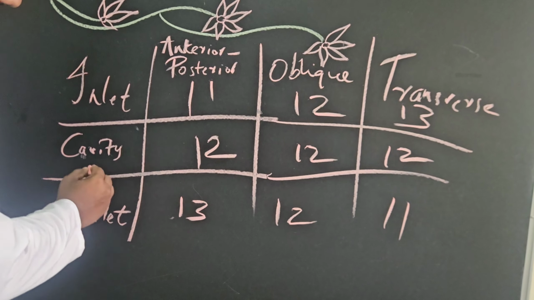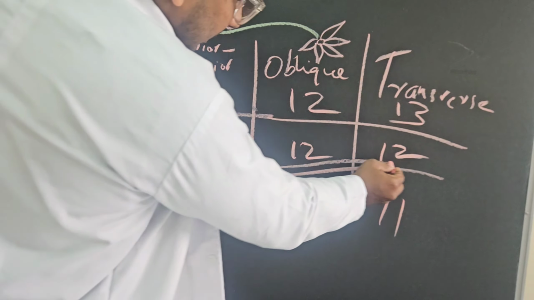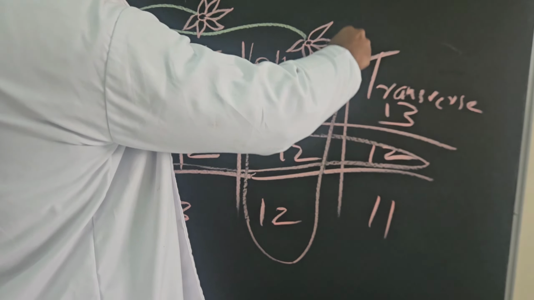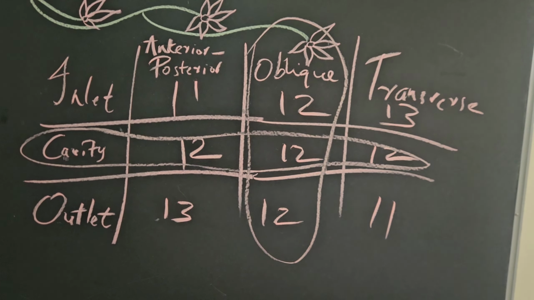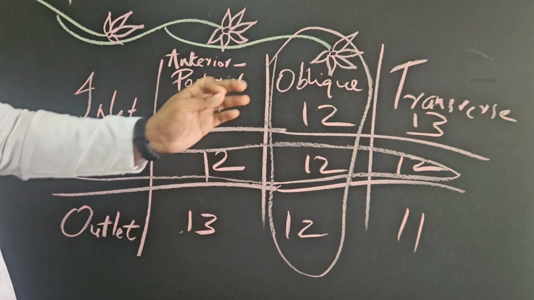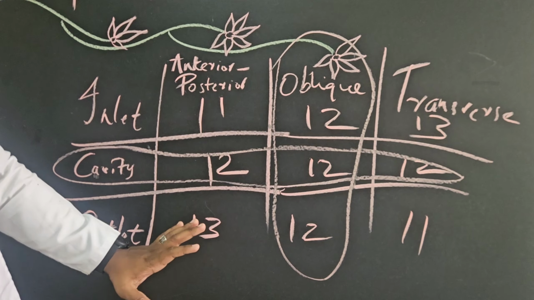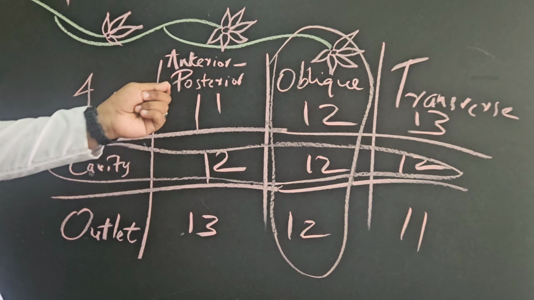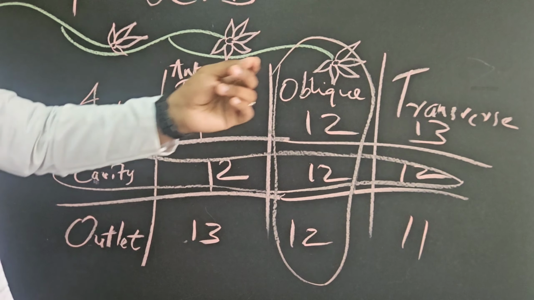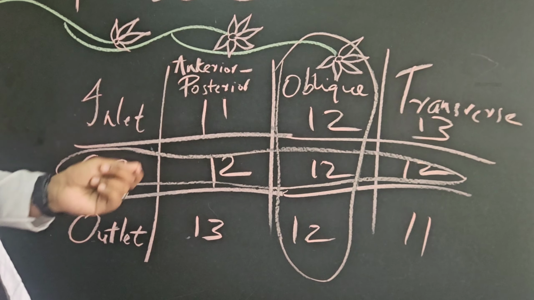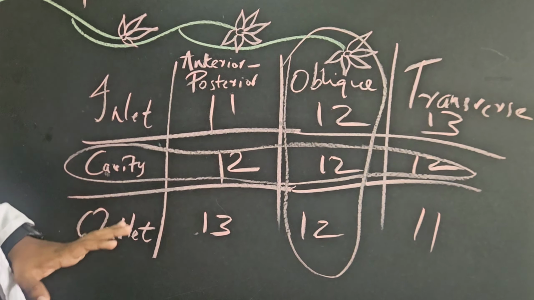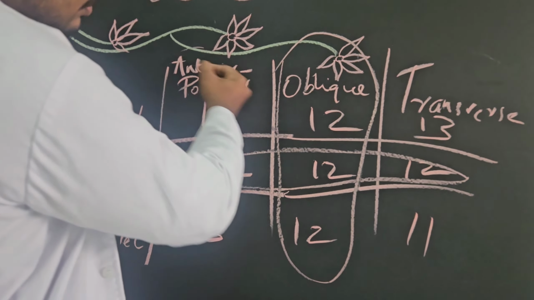Here if you are noticing, you can see all the cavity diameters are 12 and all the oblique diameters are 12. So in the question if it comes, what is the oblique diameter of outlet, inlet, cavity? What's the answer? 12. And also, what's the anterior posterior diameter of cavity? What's the transverse diameter of cavity? If the word cavity or oblique comes in the question, what's the answer? It's 12. So you should notice only this anterior posterior and transverse.